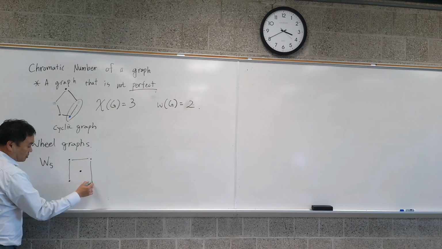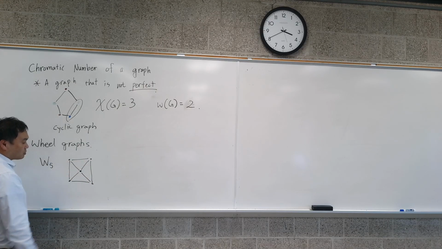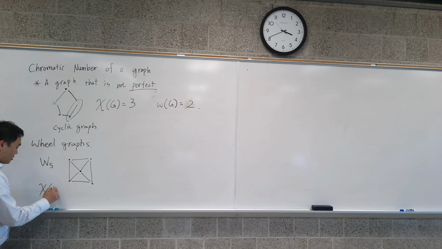So put it like this. There's a central hub, and all the other vertices are connected by the outer edge, but then all the vertices are connected to the center. Okay? Just like this. So the question is, what is the chromatic number for W5?